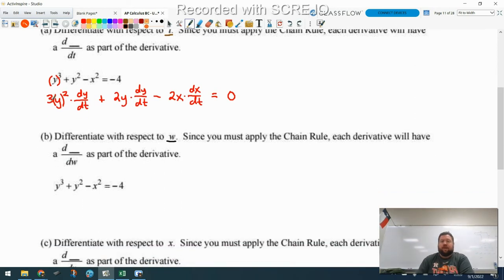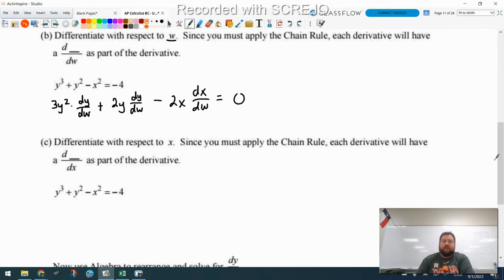All right, so you should have gotten, again, basically the exact same answer, 3y squared, and then we're multiplying by dy over dw, since we are taking the derivative with respect to w on this problem. Okay, plus 2y dy over dw minus 2x dx over dw is equal to 0.